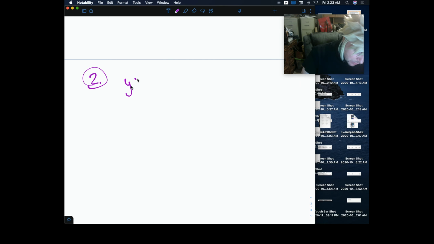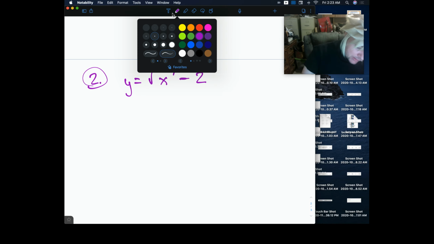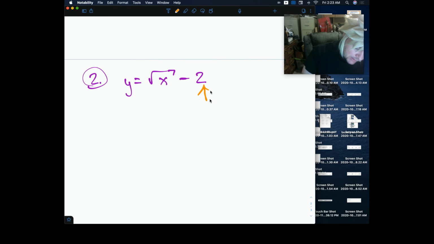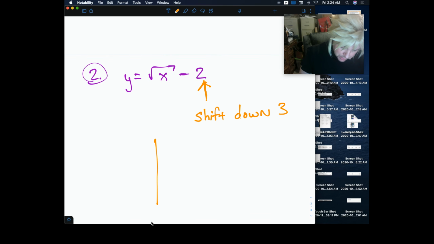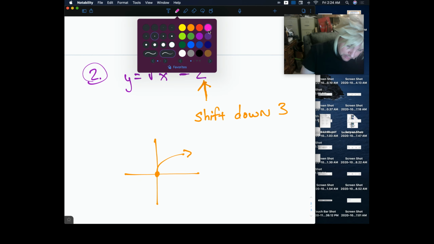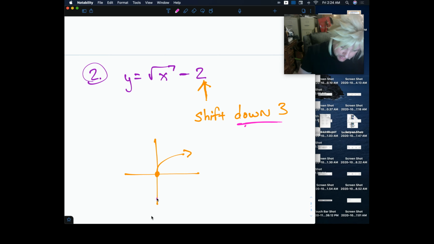So what if I give you y equals the square root of x minus 2? What does the minus 2 do? Well, we know that this is outside the function. So if it's outside the function, this is going to shift it vertically. This is like the c value. This is going to shift down 2. And so if the function, the square root of x looks like so, if it's shifting down 2, the point is it goes down, right?